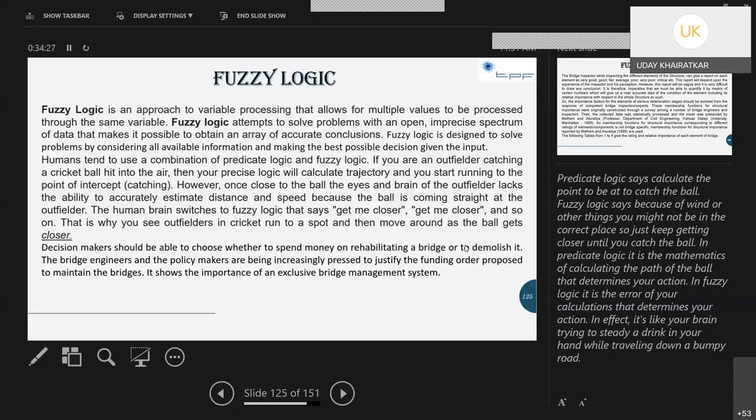We must have observed a lot of times on TV that when the fielder is very near to the location where he expects the ball to come, then he suddenly finds that the ball is not really at the point where he is standing. Then he runs about again here and there to get the ball.